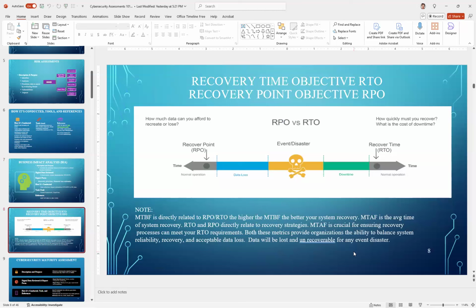Looking at recovery time objective and recovery point objective is basically you have your event disaster, and on either side of that disaster, you have data loss and downtime. You have a recovery point and the time it's going to take you to recover. So basically, you're going to look at how much data you can afford to lose or have to recreate as a result of the disaster, and how quickly you must recover that data and what the cost of the downtime will be. I just added a note at the bottom, which you can read later, on how mean time before failure and mean time after failure relates to RPO and RTO.